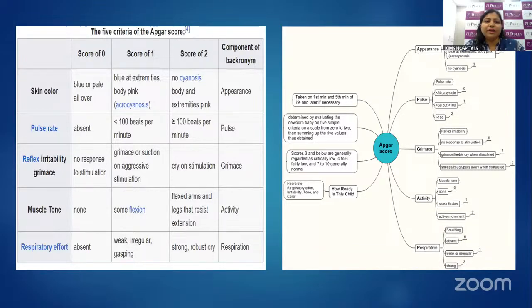It has components like skin color, pulse rate, reflex and grimace, muscle tone, and respiratory effort. The 0 says the child is not performing well, and the 2 says the child is performing well. The acronym is also developed accordingly. Here you can see a score of 3 and below is generally regarded as critically low, 4 to 6 is fairly low, and 7 to 10 is generally normal. This is something we should remember when we do the Apgar score.